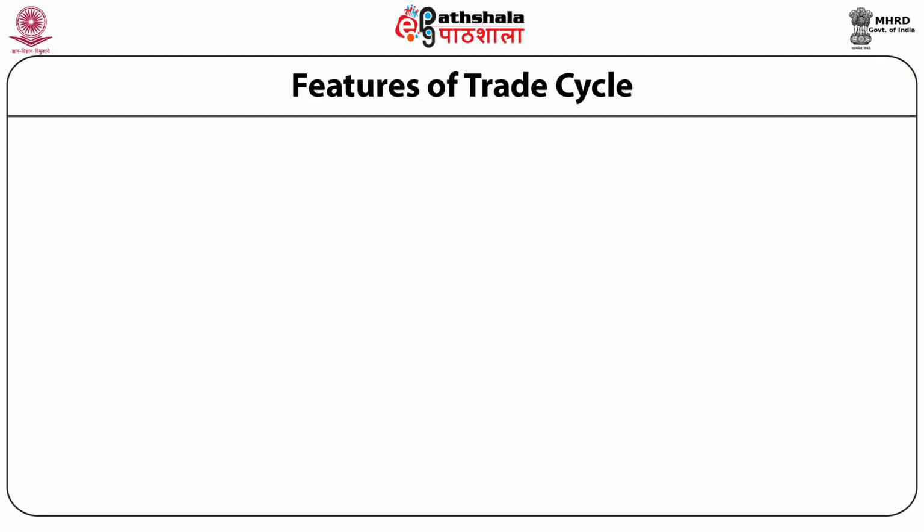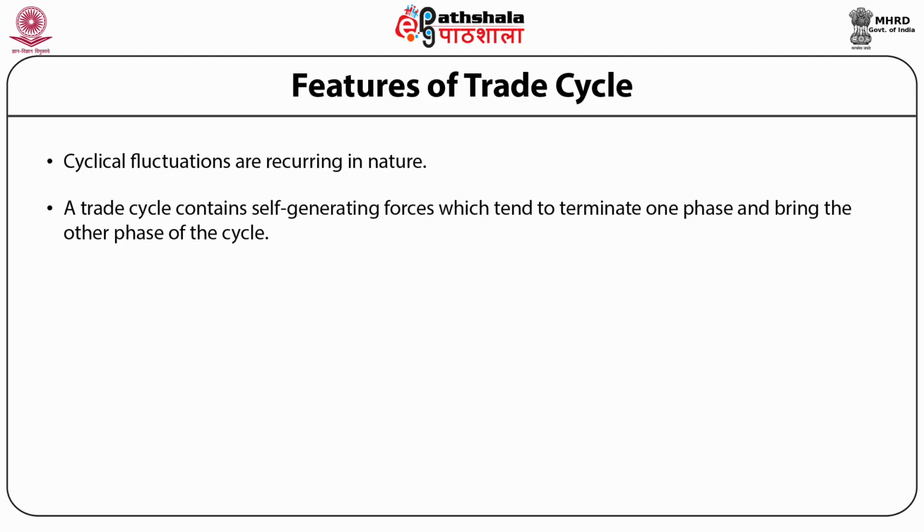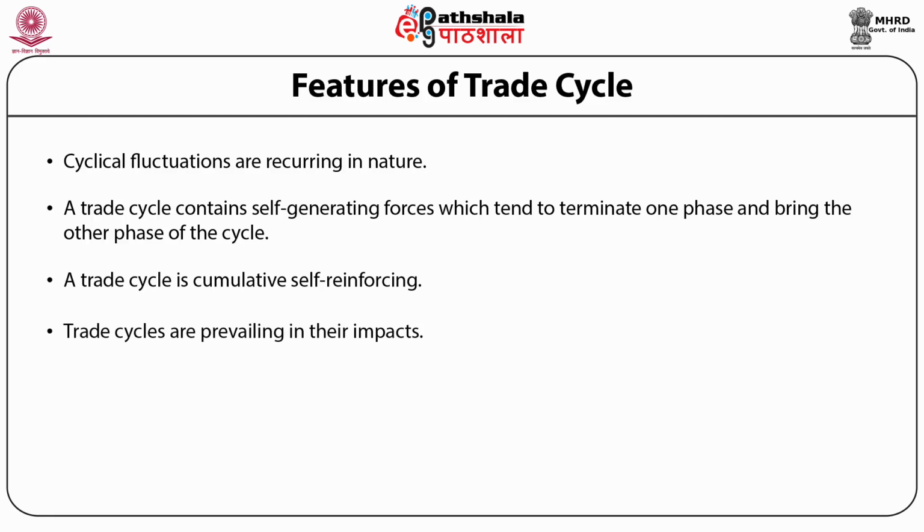Features of trade cycle. From the above definitions, we can draw the following features. One is cyclical fluctuations are recurring in nature. A trade cycle contains self-generating forces which tend to terminate one phase and bring the other phase of the cycle. A trade cycle is cumulative self-reinforcing. Trade cycles are pervasive in their impacts. They affect virtually every part of the economy.